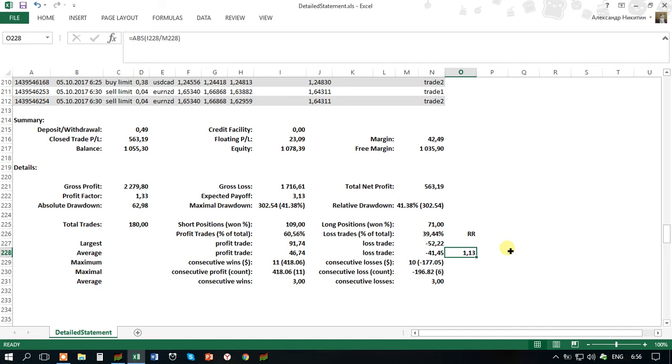It stays within my backtesting results. The average risk reward is somewhere around 1. Let's say it this way: it is somewhere around 0.9 to 1. This is a good range for average risk reward.